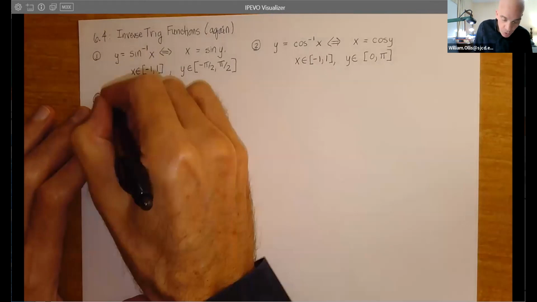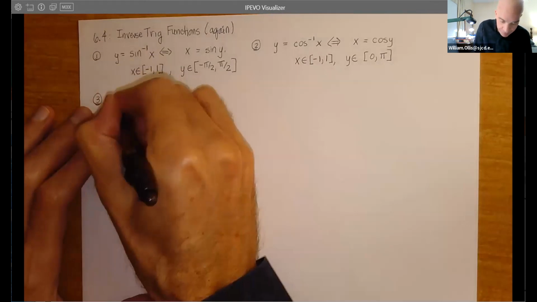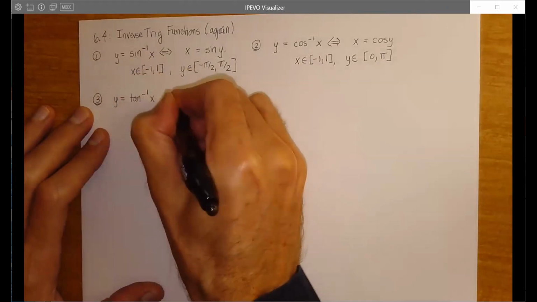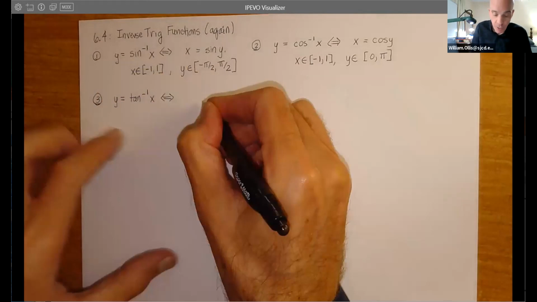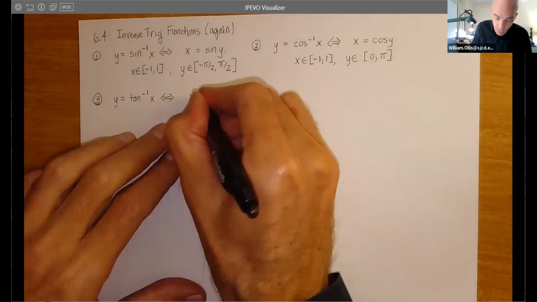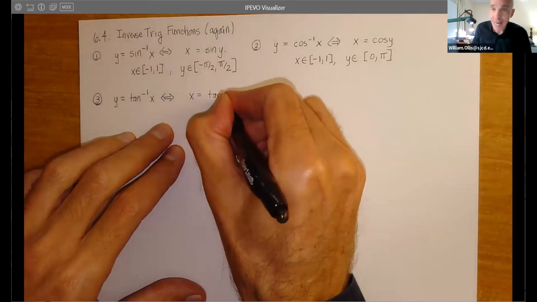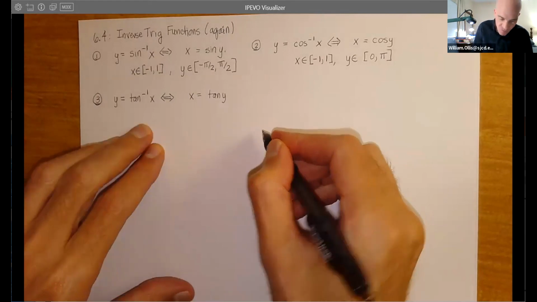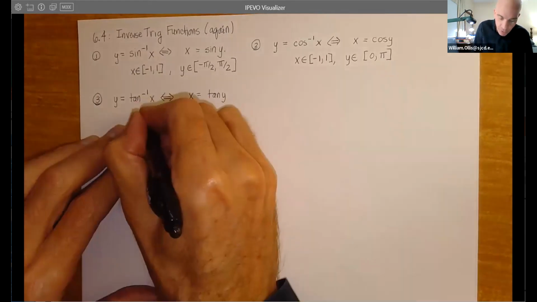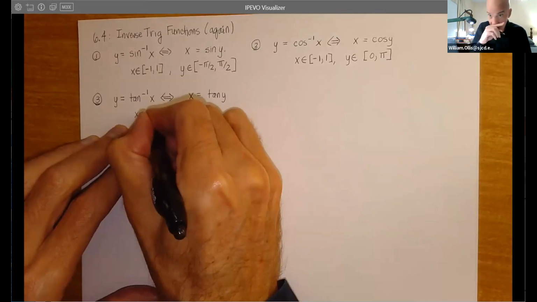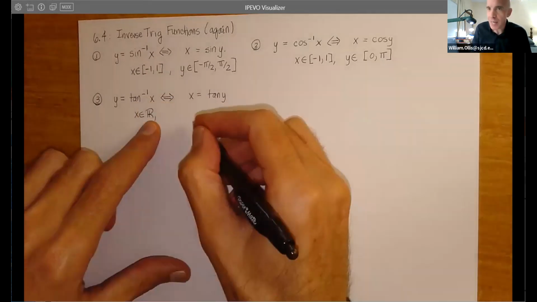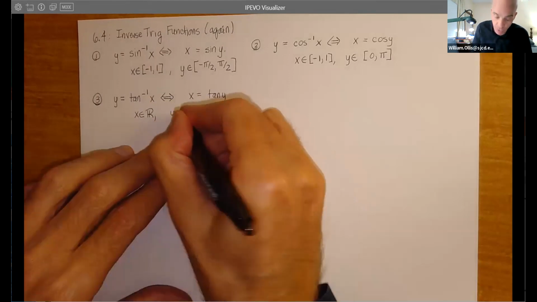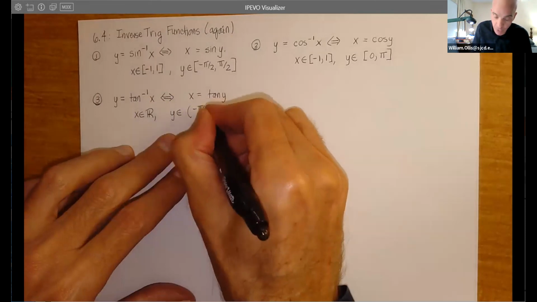And then number 3, we'll do the inverse tangent. Again, if we apply the tangent function to both sides, we get x is equal to tangent of y. And what are the restrictions? Well, this is a very user-friendly function. We remember, in this case, that x is any real number, -infinity to infinity. So it's really hard to mess up the inverse tangent function. And then, of course, the y's live between the horizontal asymptotes, -pi/2 and pi/2.